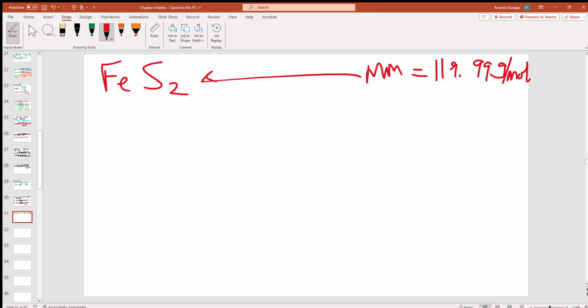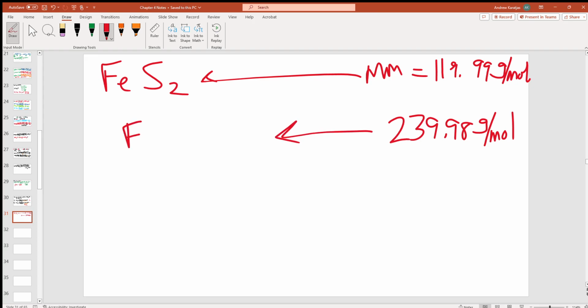But what if the molar mass was instead 239.98 grams per mole? Well, we can see that's twice as much as we'd had there, and so we would need to double it. So Fe2S4, or it could be some other ratio, but whatever that ratio is would give us a number we need to multiply the empirical formula by in order to find the overall formula.